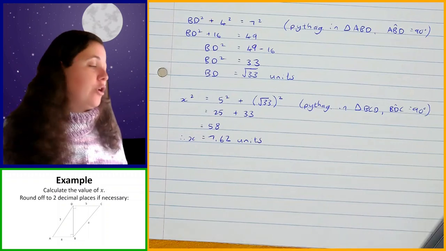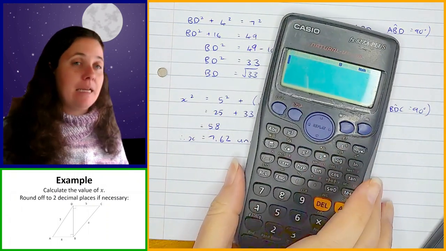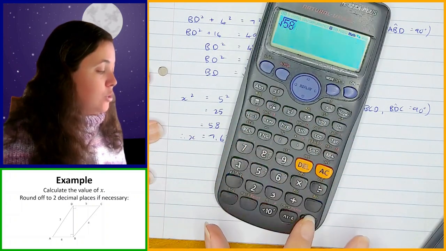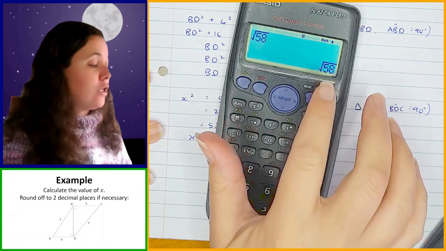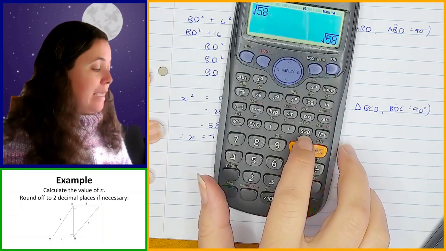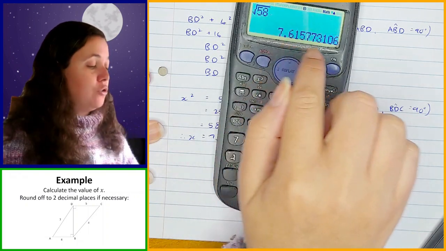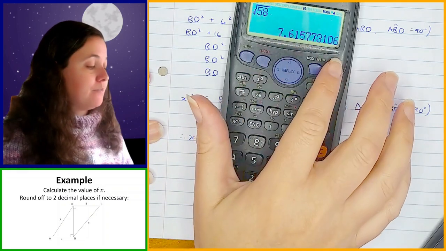Okay, so if you are working, just quickly let me show you, if you're working with a Casio calculator or another calculator like a Casio, when you do this, the square root of 58, it will give you the answer in surd form. Okay, so if your calculator does that, look for a button like this one over here, S-D, okay, and you press on that, and that will give it to you in decimal form, and then you can round it off from there.